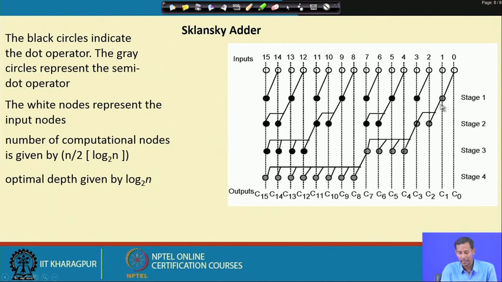Okay. So, here, if we consider this particular Sklansky adder, this is the DFG of the Sklansky adder. The number of computational nodes will be n by 2 times log 2 base n. If n is 16, then n by 2 is 8, and log 2 base n is 4. So, the total number of computational nodes will be 32, and the optimal depth will be log 2 base n, that is, for 16 it is 4.